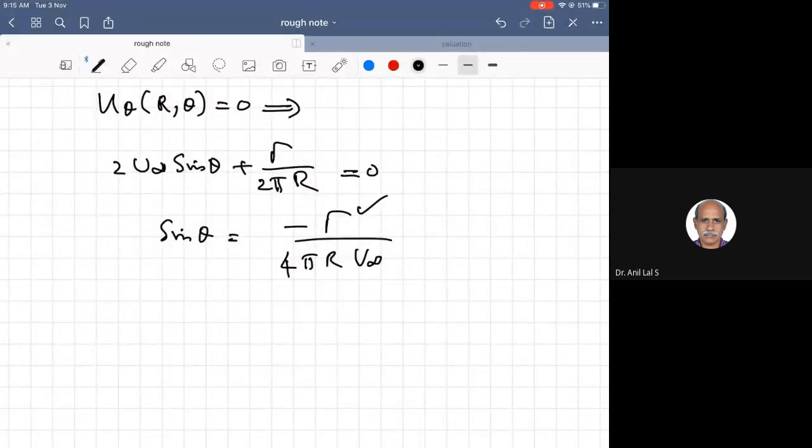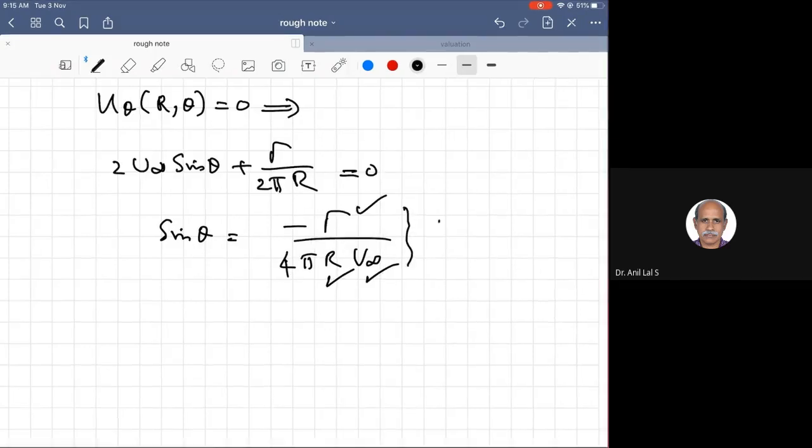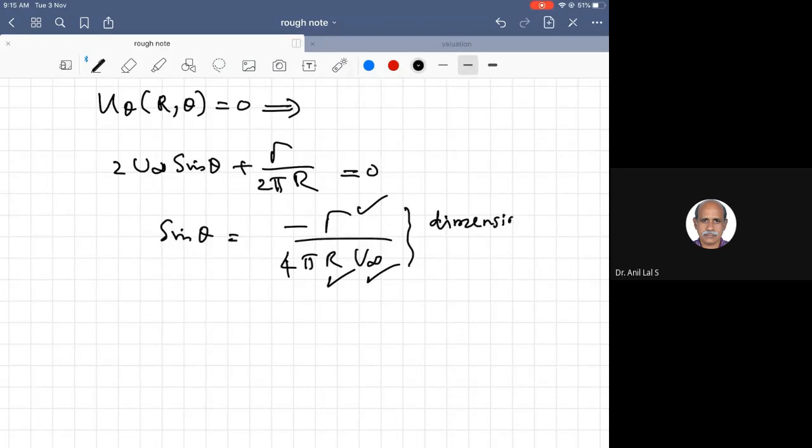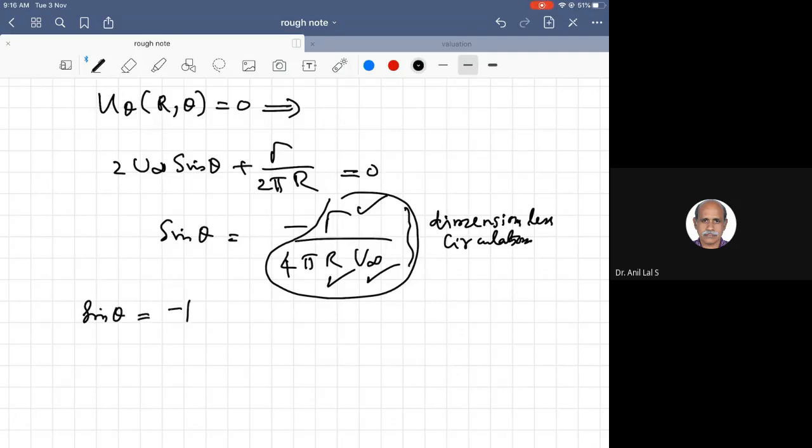So the gamma has a positive value, r has a positive value, and u infinity has a positive value. So gamma by 4 pi r u infinity can be called a dimensionless circulation. Now suppose we are arranging gamma in such a way that the dimensionless circulation is equal to 1. Gamma by this is what is called dimensionless circulation. So if it is equal to 1, you have sin theta is equal to minus 1.